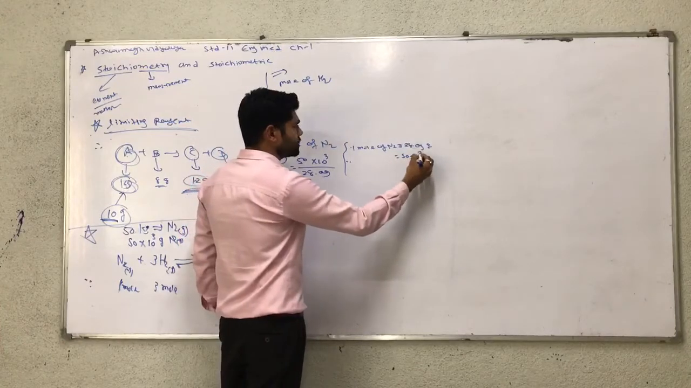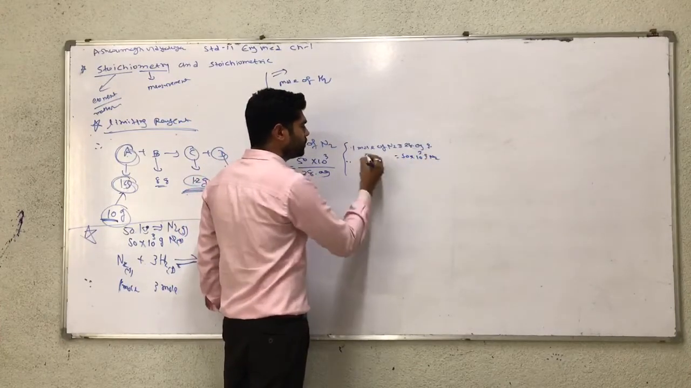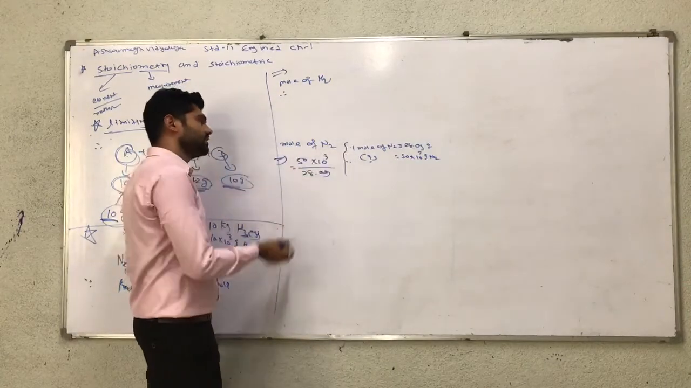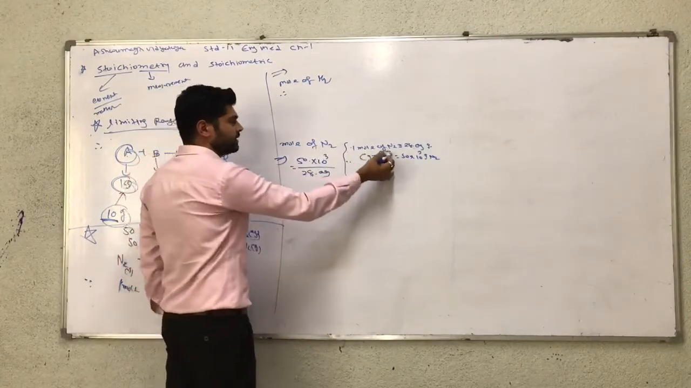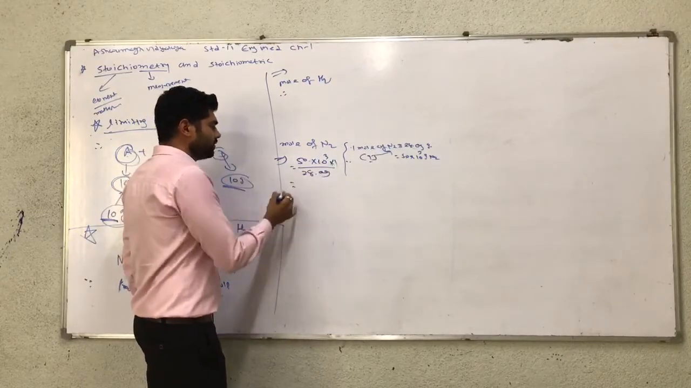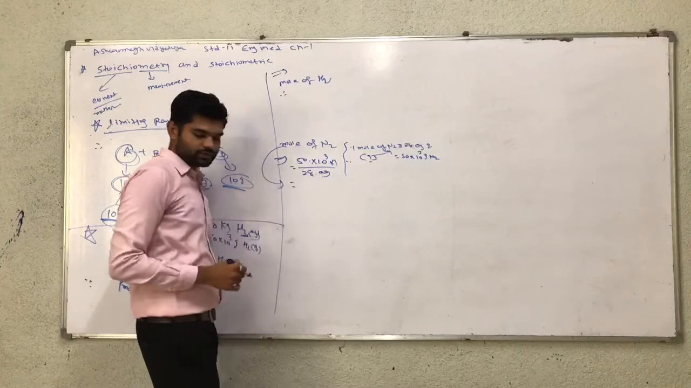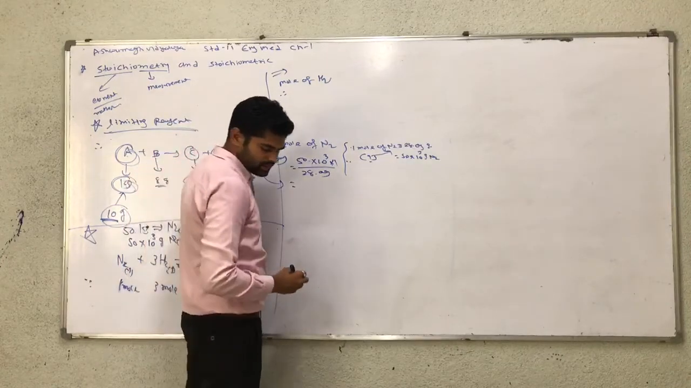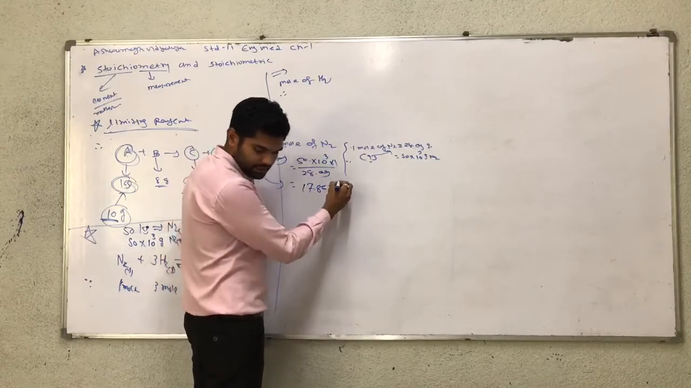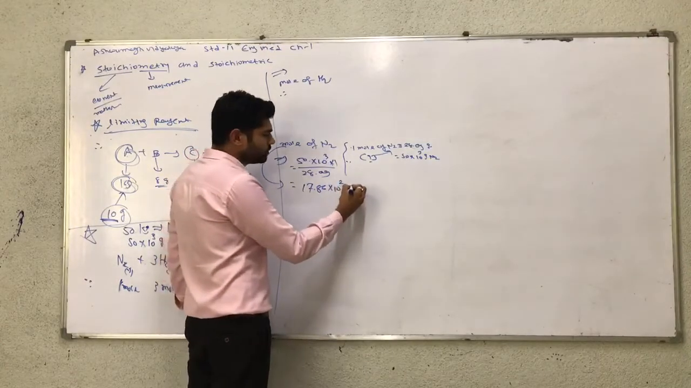So 50 into 10 raised to 3 grams of N2 is equal to how many moles? By using this equation you can find it, simplify that: 50 multiplied by 1 mole divided by 28. So the number of moles of N2 is equal to 17.80 into 10 raised to 2 moles.